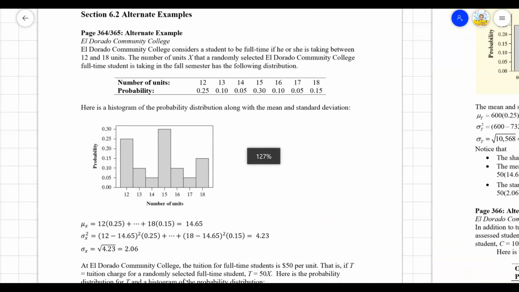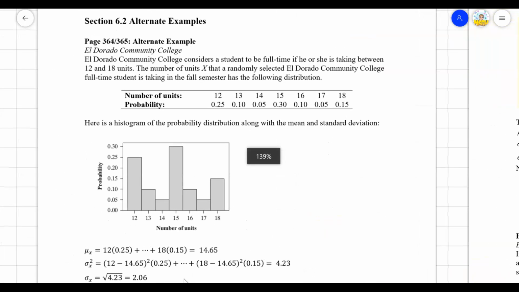Okay, so our examples for section 2 of chapter 6, 6.2, we're going to keep coming back to this same example of El Dorado Community College. It starts with a probability distribution. It's a discrete random variable, number of units, or I suppose credits that students would take. So we have this table here: 25% of students take 12 credits, 10% take 13, 5% take 14, and so on.